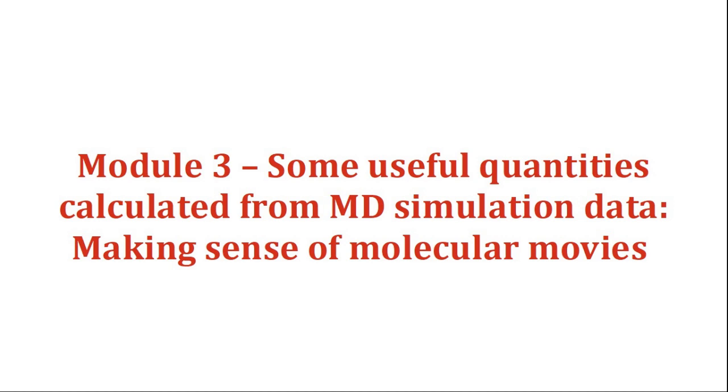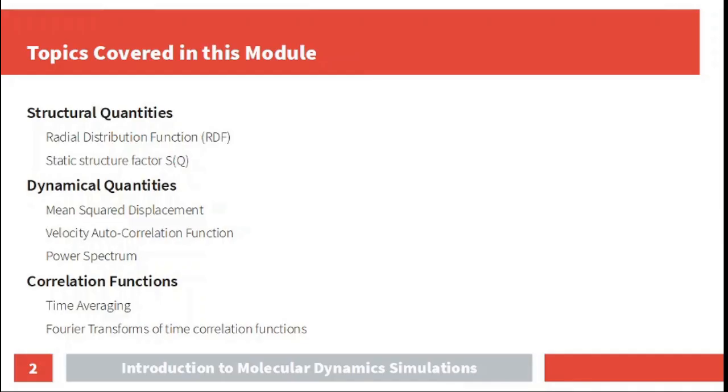And with this, we come to the end of this module. So this brings us to the last and third module. In this module, we'll see how to use MD simulation data to calculate some quantities which would make sense of the simulations. We can divide the behavior of a system into structural quantities and dynamical quantities. Dynamical quantities describe how the atoms are moving, and structural quantities tell you how these atoms or molecules are arranged with respect to each other.